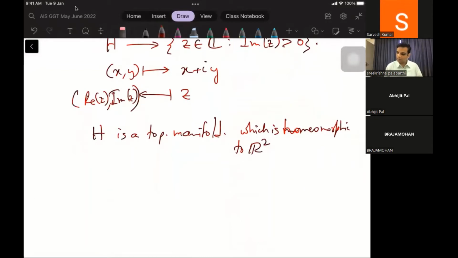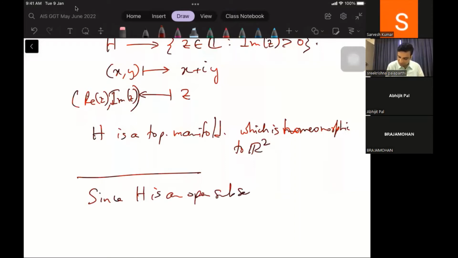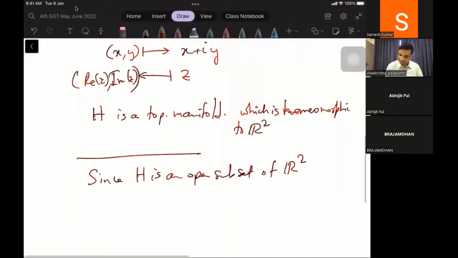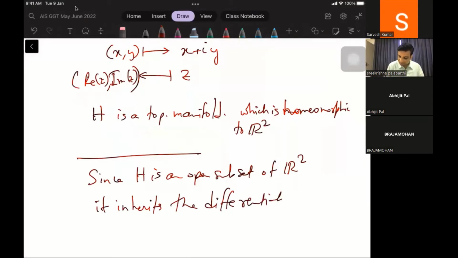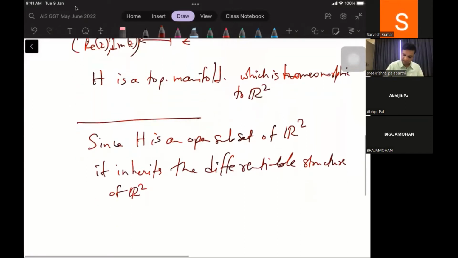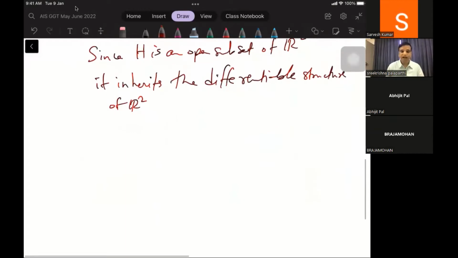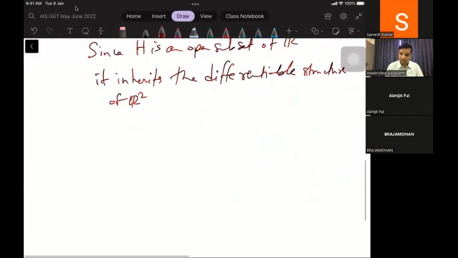So this is about the topological manifold. Now the next issue is of its differentiable structure. Since H is an open subset of the smooth manifold R2, R2 also has its own differentiable structure. It inherits the standard differentiable structure of R2. So what this means is that you can actually put tangent spaces at points on H.